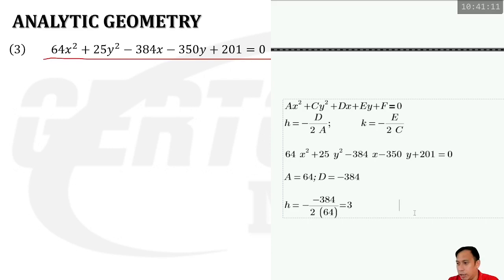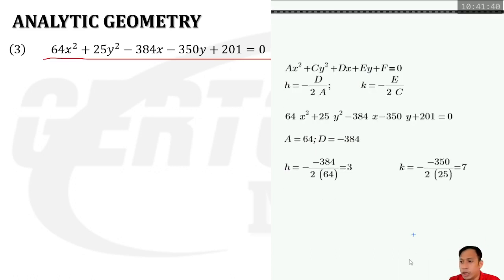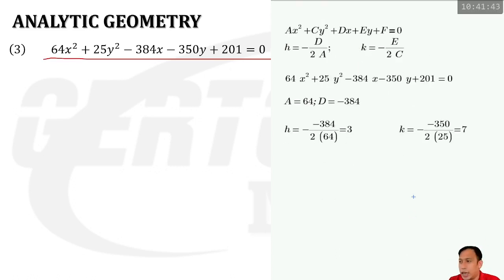So, evaluating the y coordinate of the center, yung e, that's equal to negative 350. Yung c is 25. So it's 2 times 25, negative of this should be the answer. And that is equal to 7. Para diretso na next time, if you are just asked to find the values of h and k. Mas lahos na ba?